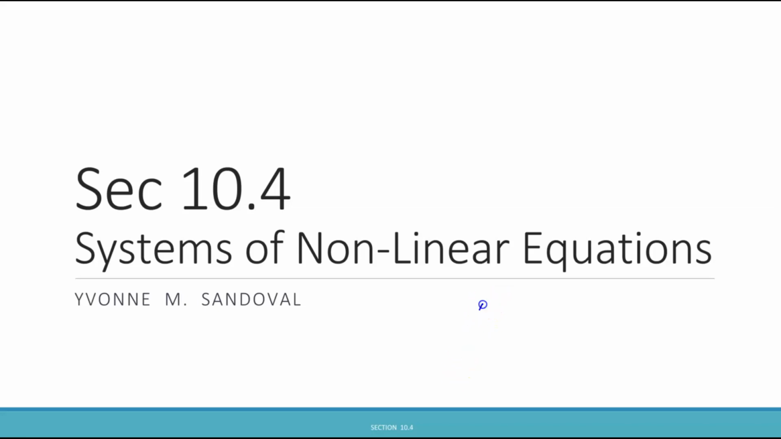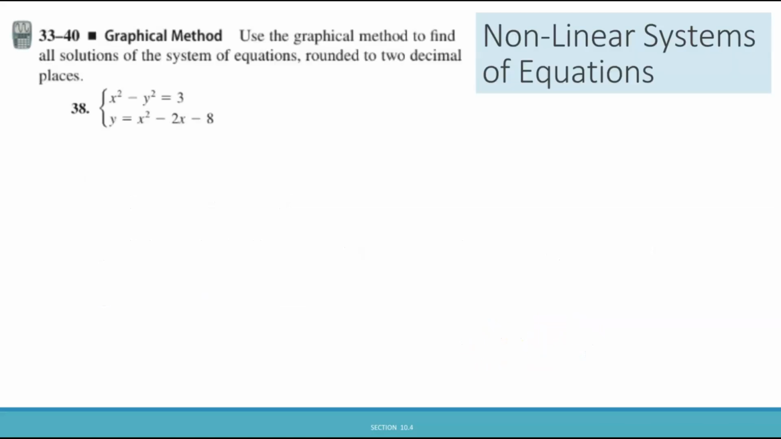Systems of Nonlinear Equations, Part 4. Use the graphical method to find all solutions and solve the system of equations rounded to 2 decimal places.